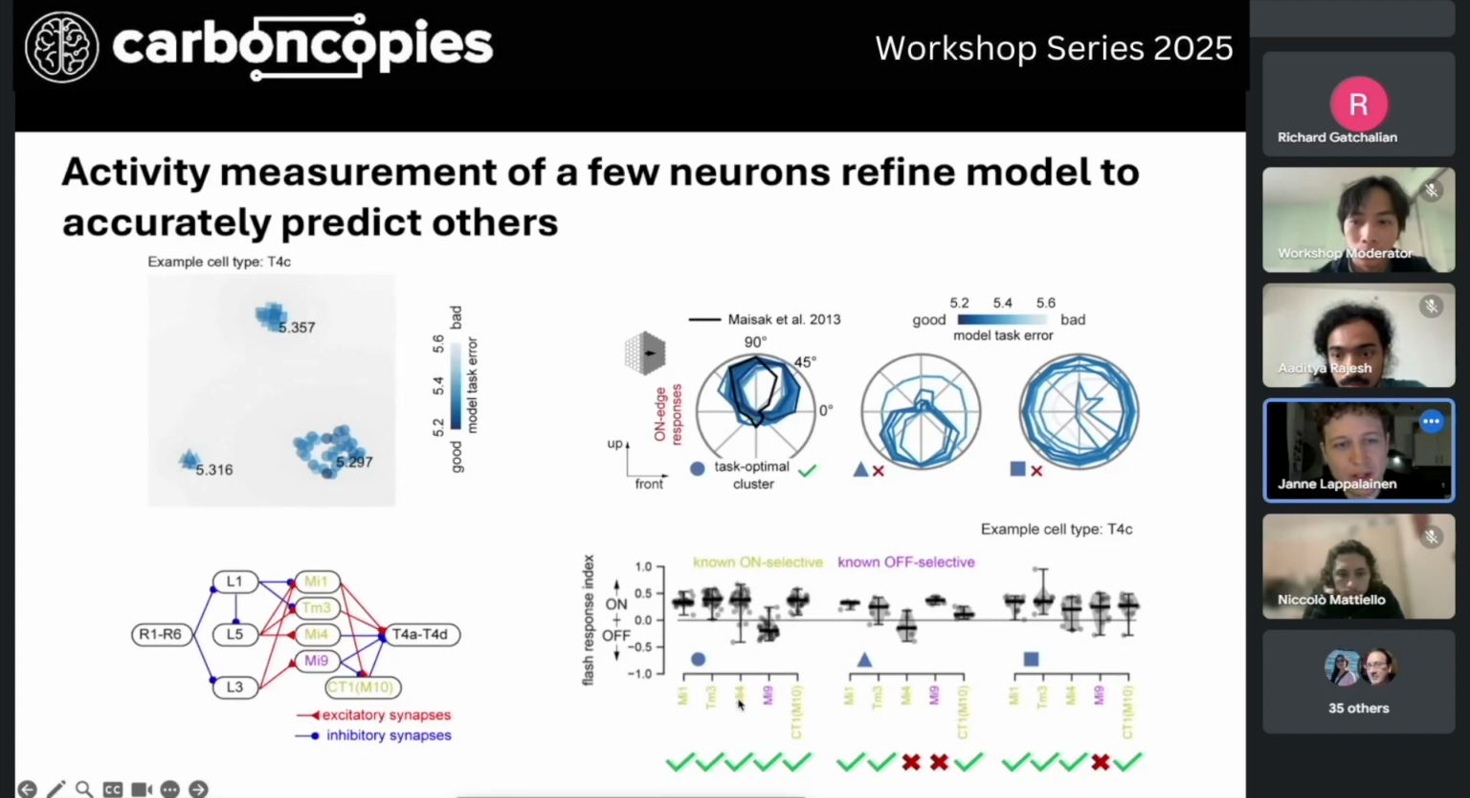So what's the takeaway of this? I think it's nice to see that the constraints of one cell, which is now the T4C cell, say we had measured this, would translate to constraining 2 more cells, right? Because that tells us that activity measurements of some cells will also constrain other cells in such a circuit, and that we don't have to measure every individual cell to maybe find a functional description of the computation.